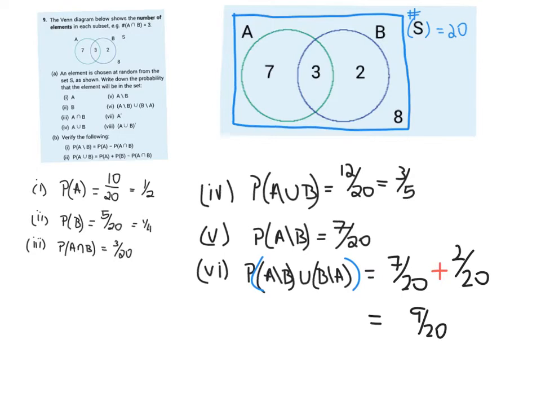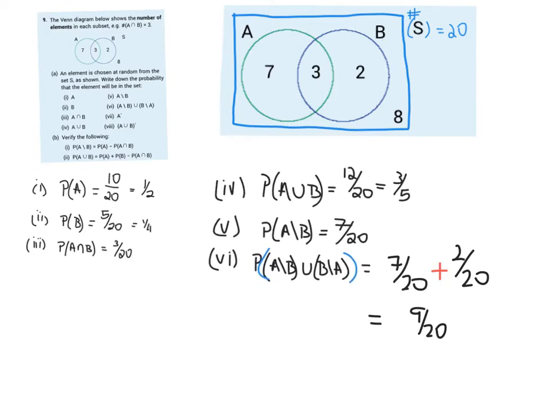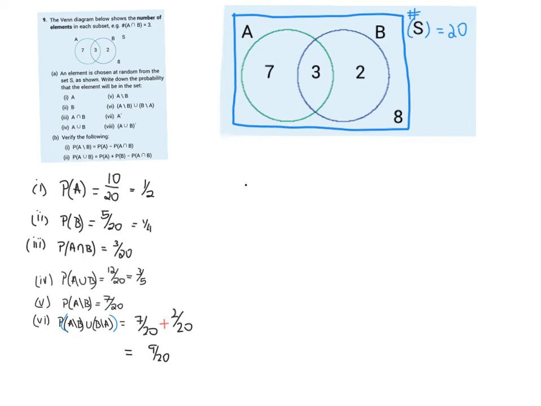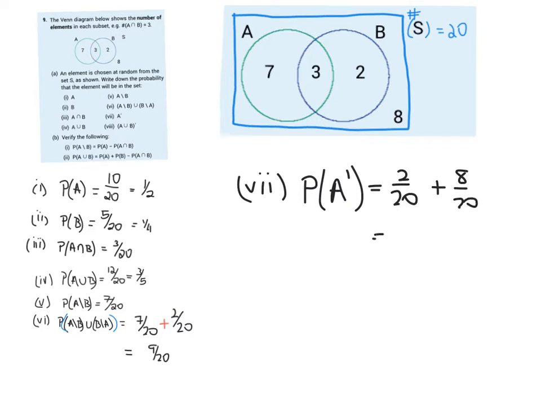Okay, and then the next part, part 7, we're asked the probability of A complement, which means anything that is not in A. Well, what's not in A? This bit here and this bit here. So it's equal to 2 out of 20 plus 8 out of 20, which is 10 out of 20, or a half.